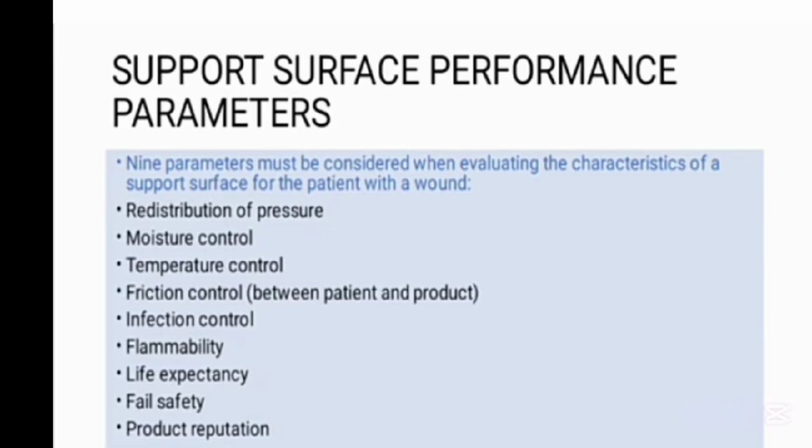Support surface performance parameters. There are 9 parameters that must be considered when evaluating the characteristics of a support surface for a patient with a wound. Number 1 is redistribution of pressure. Number 2, moisture control. Number 3, temperature control. Number 4, friction control between the patient and the product. Then infection control, flammability, life expectancy, fail safety, and product reputation. These parameters are most important for any kind of patient with a wound, to protect from infections, and temperature or moisture control.